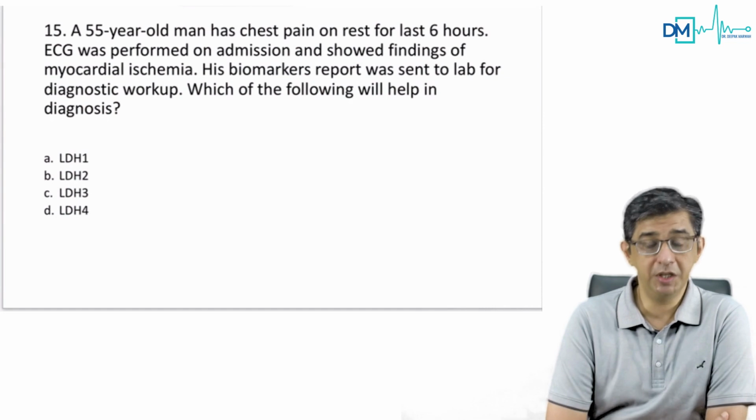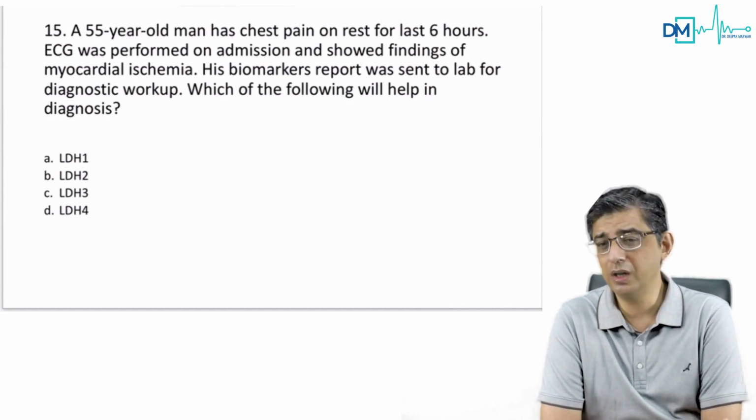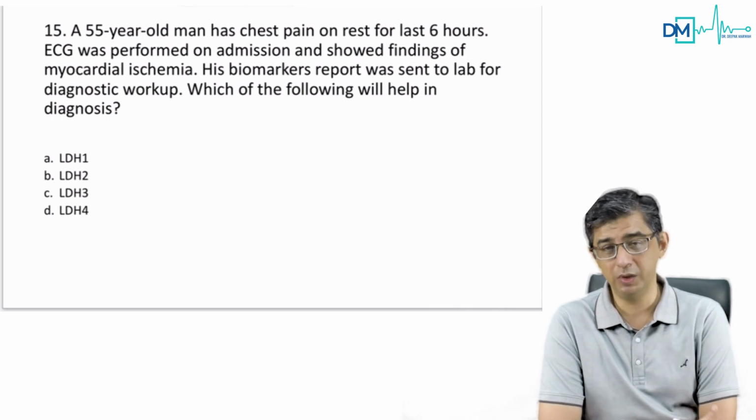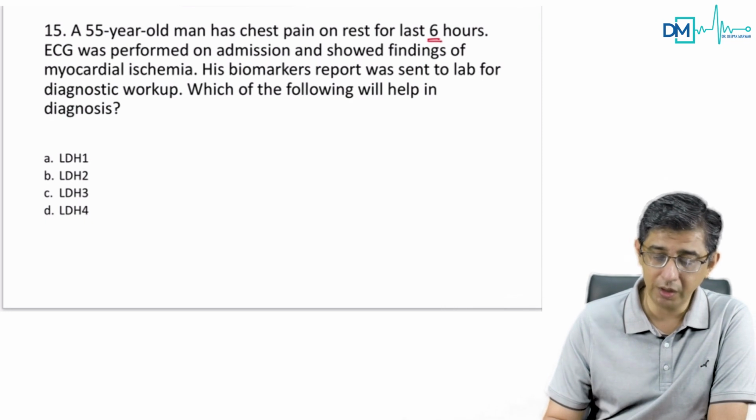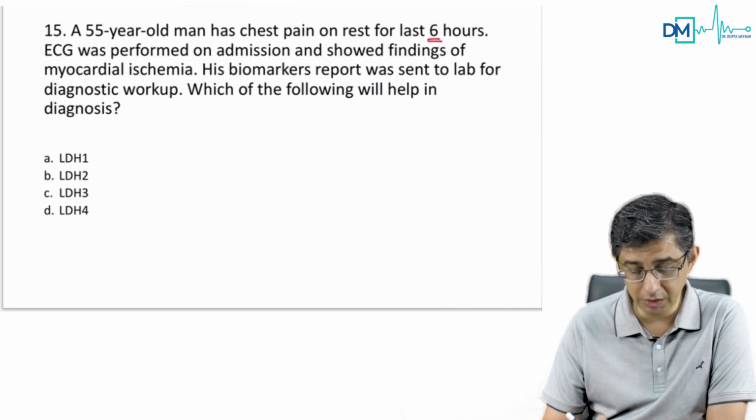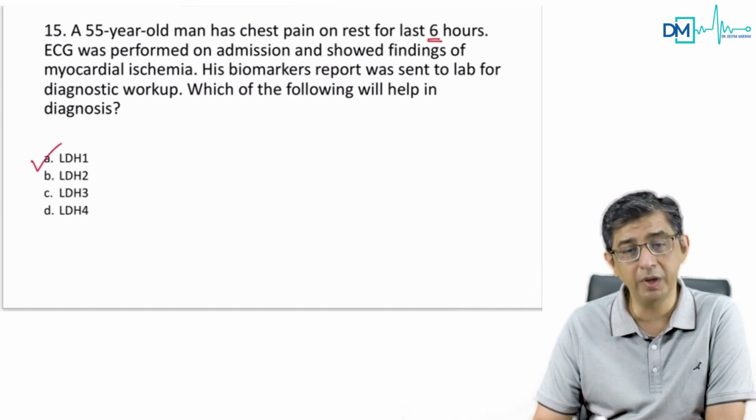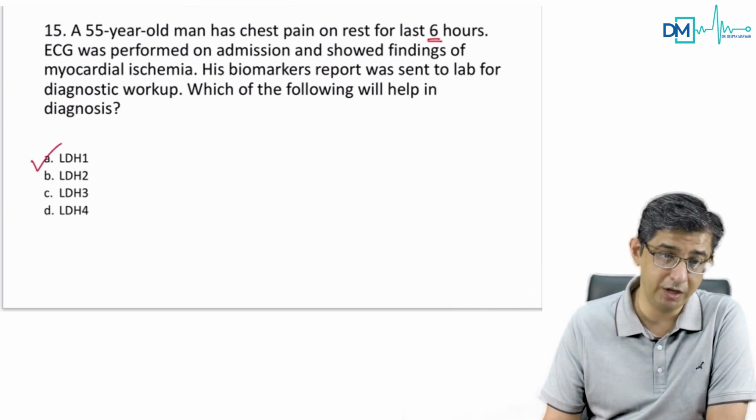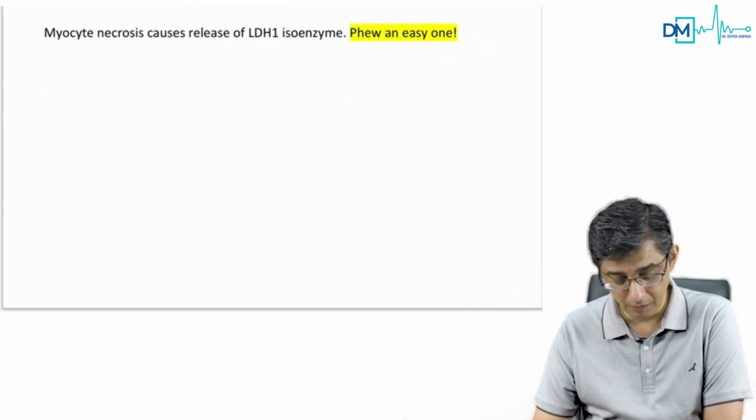This person is having chest pain at rest for the last 6 hours. ECG was performed and is showing features of myocardial ischemia. I think this was one of the easiest ones. Even the pathologist would have discussed it. A guy with chest pain for 6 hours, myocardial ischemia, biomarkers are showing these derangements. So we are definitely discussing MI, and you very well know that myocyte necrosis will cause LDH1 values to increase. So I think this was a relatively easy one, and even the pathologist would talk about this one.